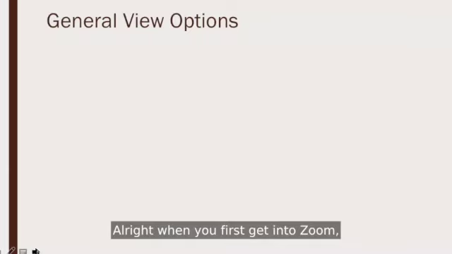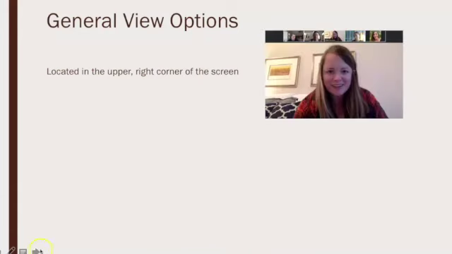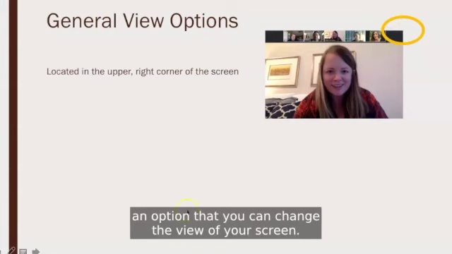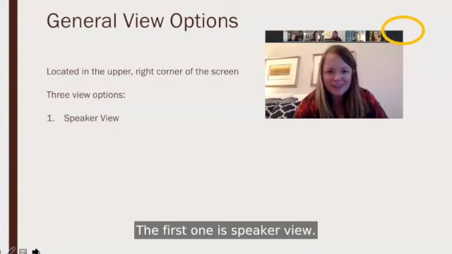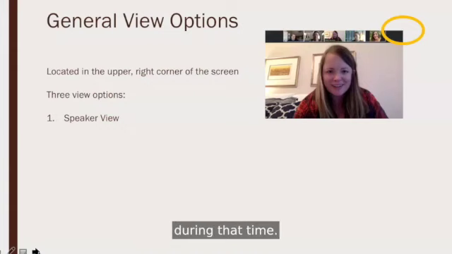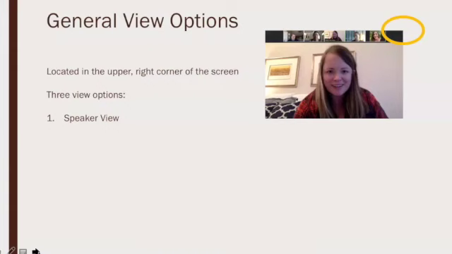All right, when you first get into Zoom, there are a few ways that you can view your screen. Located in the upper right corner of the screen is an option. It's going to be up here where this circle is, an option that you can change the view of your screen. There are 3 options. The first one is speaker view. That's what it looks like right now, and that will follow whoever the main speaker is during that time.